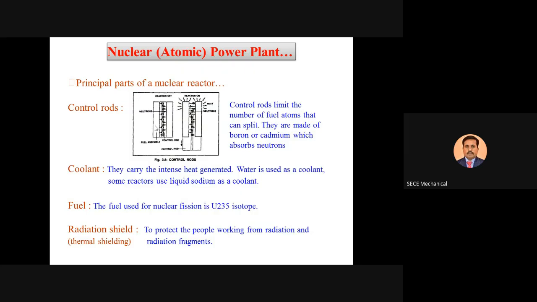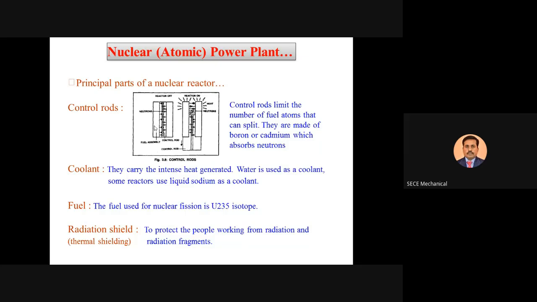So this is the general principle of a nuclear power plant, its disposal method and construction. The radiation shield should also act as a thermal shield. People working in the power plant and the surrounding area should be protected with the help of this thermal shield. So the thermal shield is something you have to keep in mind.